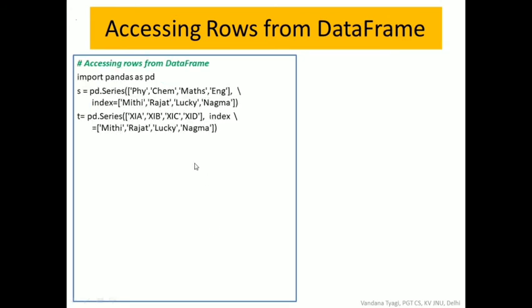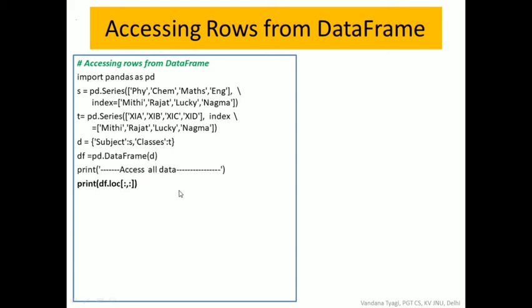We have created two series here. One series has the names of the subjects, where the indexes are given by the names of students. The other series has the classes. Again, the index is given by the student's name as specified in the previous series. Now using these series, we are making a dictionary. My dictionary keys are subject and classes, and I have stored both the series, S and T, in my dictionary. Now we change this dictionary to a data frame and access the data one by one.